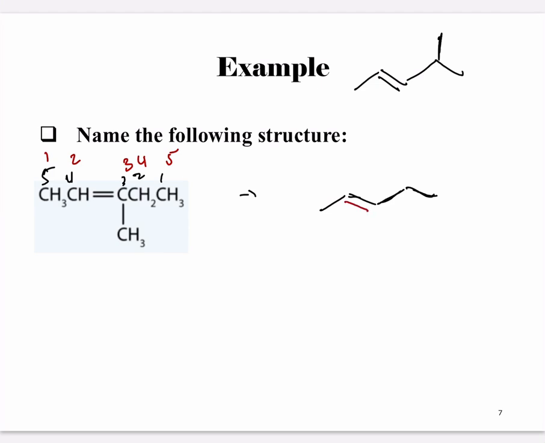And then what goes on the third carbon? A CH3, which is what group? Methyl group. So this is the methyl group, and you can put the methyl group going down here.